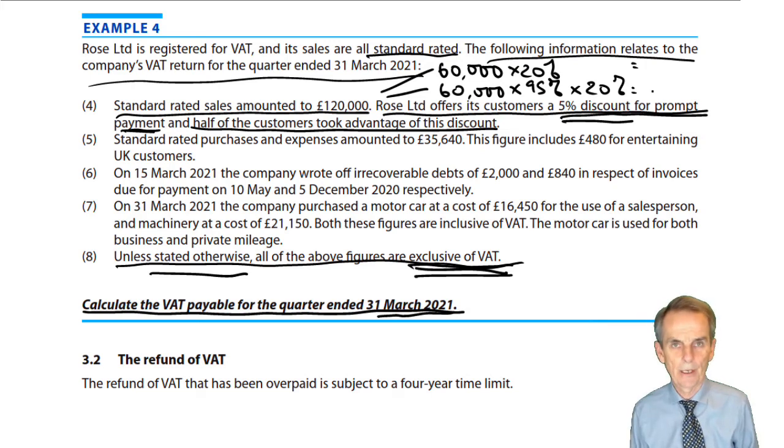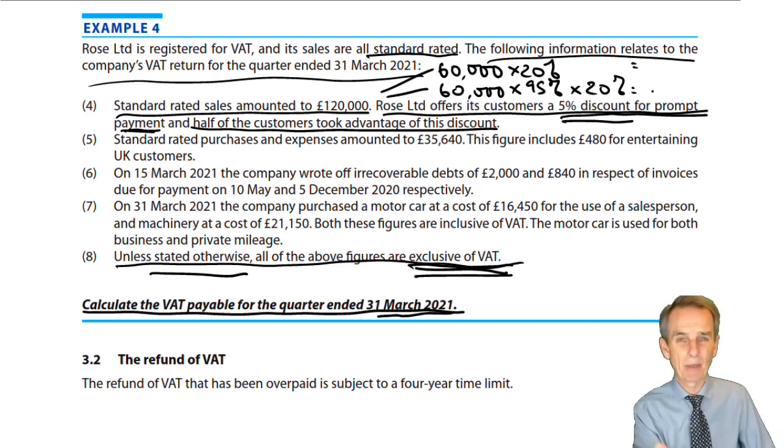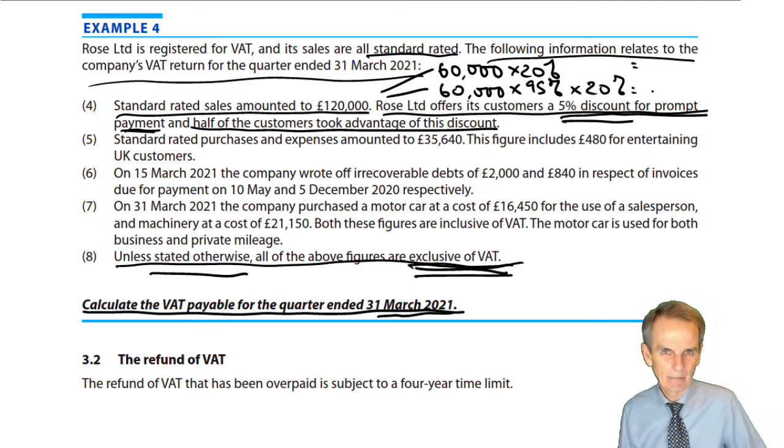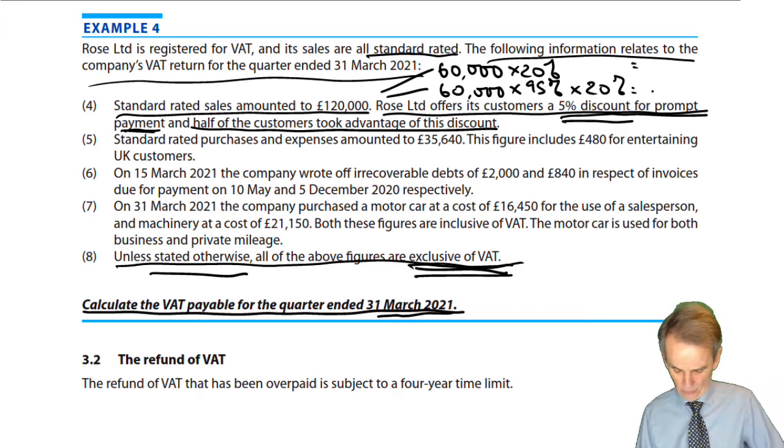What they could have done instead is to say half the sales are standard rated and half the sales are zero rated, in which case, therefore, we'd only have VAT on 60,000 at 20%. Okay, those are the sort of issues in relation to what would otherwise be a very simple figure. Just take 20% of your net sales figure. It makes life a little bit more interesting there for the examiner.